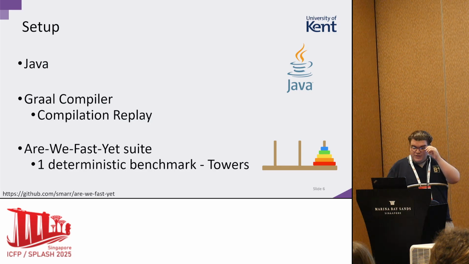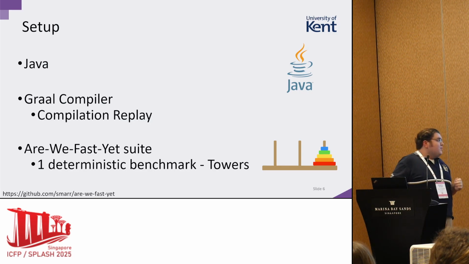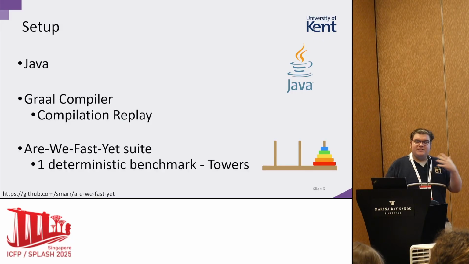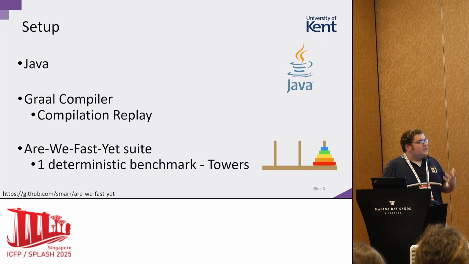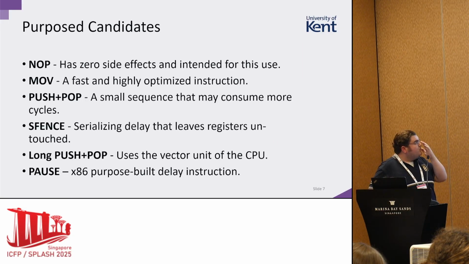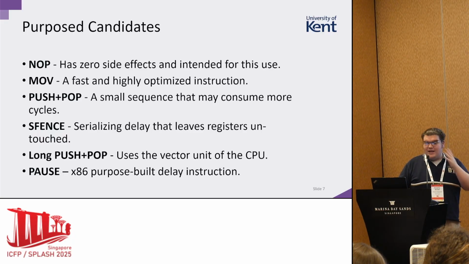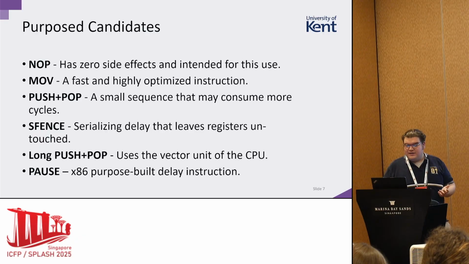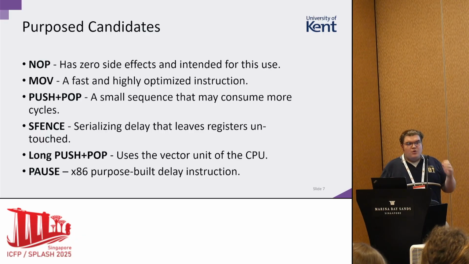And we're using the Renaissance benchmark suite. Specifically, we're only using one deterministic benchmark. We're using the Towers of Hanoi benchmark. We only did one benchmark because the setup time and that iterative approach of adding slowdown is extremely time-consuming, so we thought only one was appropriate. The actual proposed x86 instructions we looked at were NOP. NOP has zero side effects, and it's pretty much purpose-built for such things as delaying or padding. MOV. MOV is probably one of the most used instructions in x86.